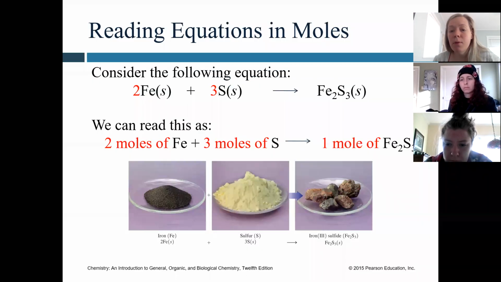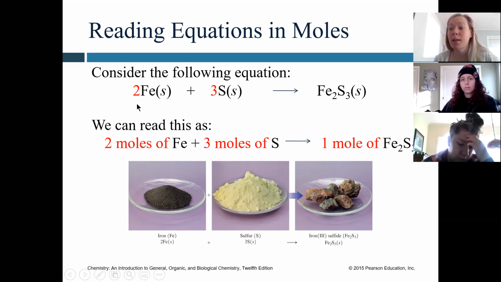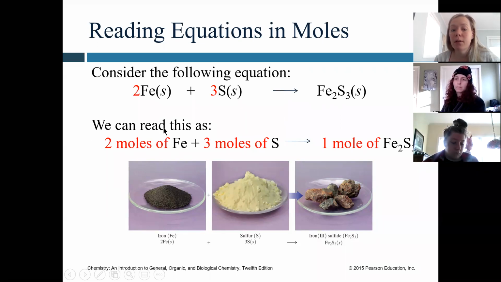Okay, so remember when we were talking about this formula here, and we said that it was a mole relationship. So it's 2 moles of iron for every 3 moles of sulfur. The same thing is true with a balanced chemical equation. The chemical equation is a mole relationship. It's not a mass relationship. It's not saying 2 grams of this and 3 grams of this produce 1 gram of this. It's a mole relationship. So it's saying 2 moles of iron need to combine with 3 moles of sulfur, and it will produce 1 mole of this iron sulfide.